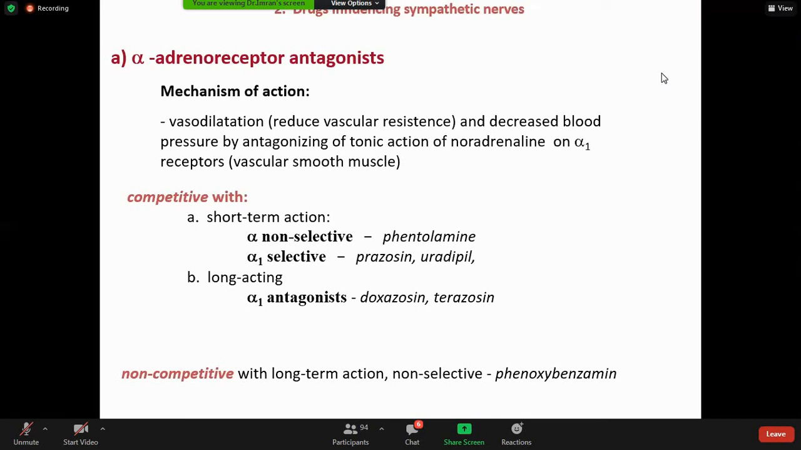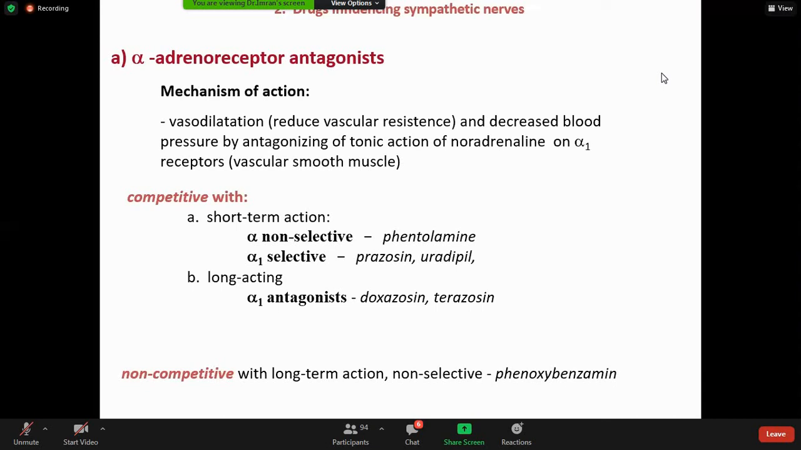Competitive with a short-term action. We have two alpha receptors, alpha-1 and alpha-2. And this is the general concept. If a drug binds specifically with one specific receptor, that is called selective; otherwise it is non-selective. Generally we are required to use the selective alpha-1 receptor blockers, right?